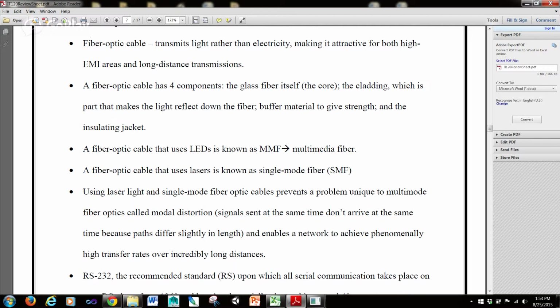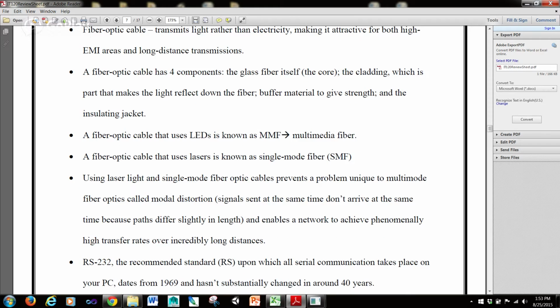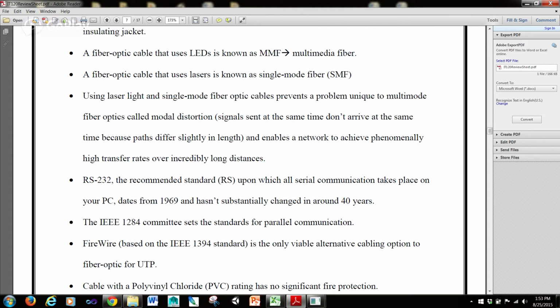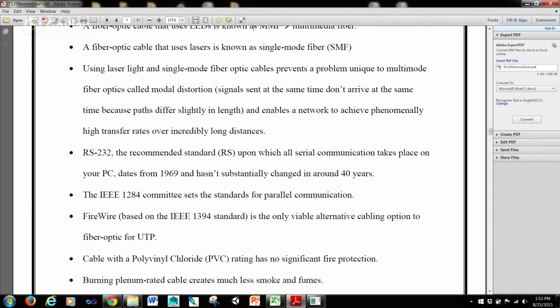Now, a fiber optic cable that uses LED lights is known as MMF, or multimode fiber. A fiber optic cable that uses lasers is known as single mode fiber, or SMF. Now, using laser lights and single mode fiber optic cables prevents a problem unique to multimode fiber optics called modal distortion, which is signals sent at the same time don't arrive at the same time because paths differ slightly in length, and enables a network to achieve phenomenally high transfer rates over incredibly long distances.